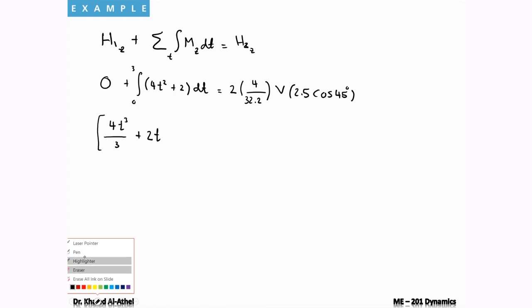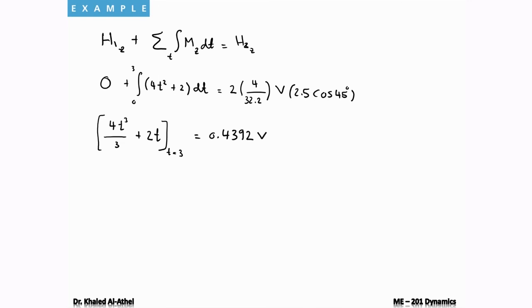So basically you have to apply these at t equals 3, okay, and this should equal, the other side will give you 0.4392v. If you apply the t at 3 seconds, which was given in the problem, this will give you that the velocity should equal 95.6 feet per second. Okay, and this solves the first problem, just to show you how to apply the principle of impulse and momentum.